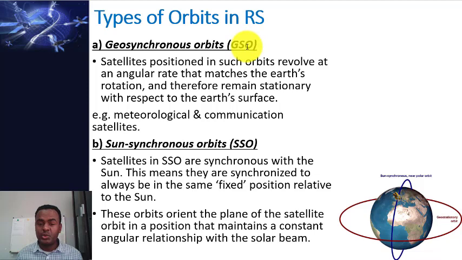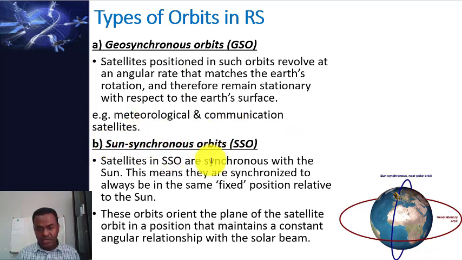And for the type of orbit in remote sensing, there are two types: geosynchronous orbits and sun-synchronous orbits. As you can see from the picture, the satellites mounted on sun-synchronous orbits are in near polar orbits. They revolve around the Earth from north to south, while geosynchronous orbits are used by satellites whose purpose is meteorological and communication, and they are situated very far from the Earth, so they remain stationary. A satellite positioned in geosynchronous orbit revolves at an angular rate that matches the Earth's rotation, so it remains stationary with respect to the Earth's surface. Examples are meteorological and communication satellites for mobile purposes.